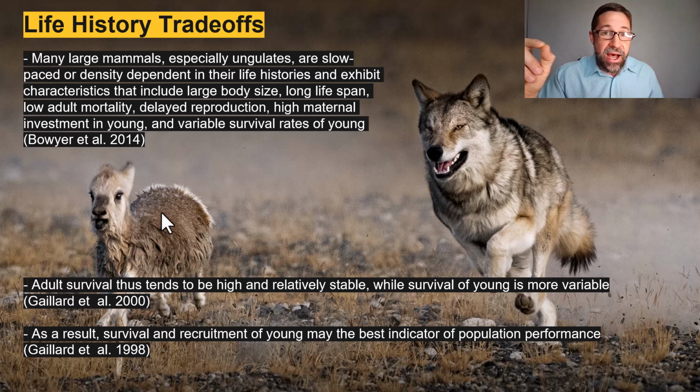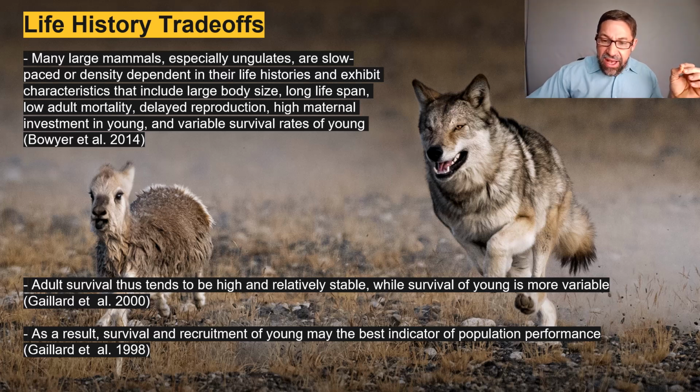So this is the big idea from our work in Montana. Because adult survival is somewhat buffered, it tends to be high and relatively stable, while survival of the young, particularly the very susceptible neonates, is highly variable from one year to the next. So what do wildlife managers need to hone in on? They need to estimate the survival and the recruitment rate of young, because that is the best indicator of population trajectories. And I'm going to empirically demonstrate that in the upcoming case study.